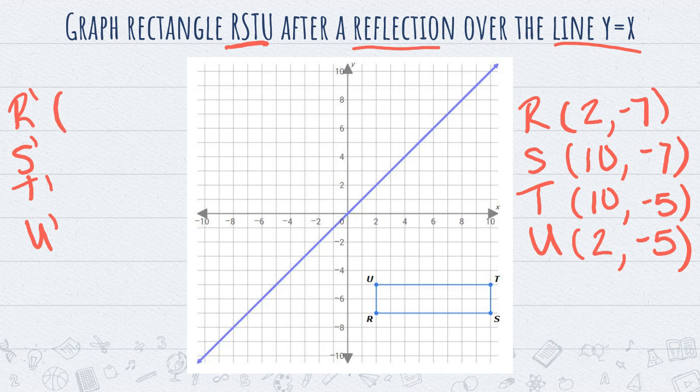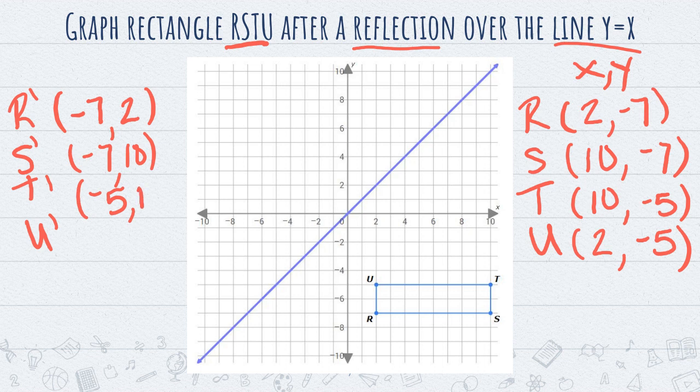So if it is being reflected over the line y equals x, what's going to happen to my x and my y coordinates? If you said they're going to flip, you are correct. So my 2, -7 now becomes -7, 2. 10, -7 becomes -7, 10. And then we have -5, 10. And then lastly, we have -5, 2. So now I need to graph each of these points.